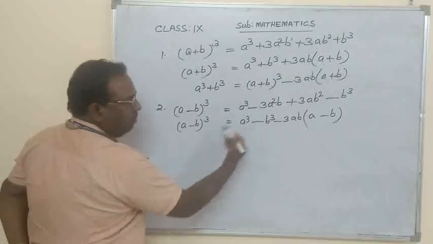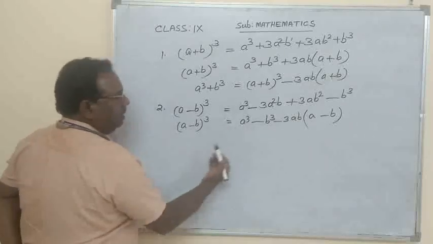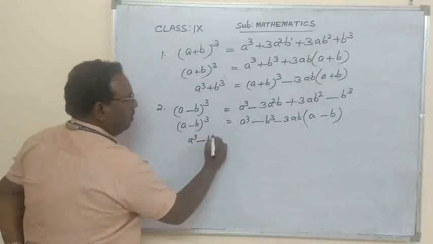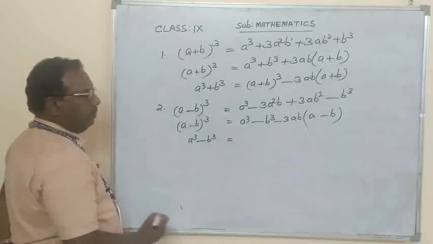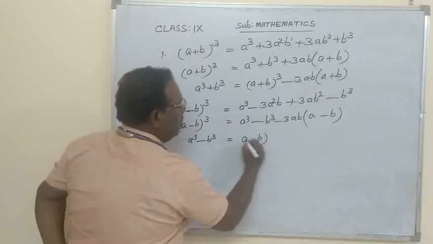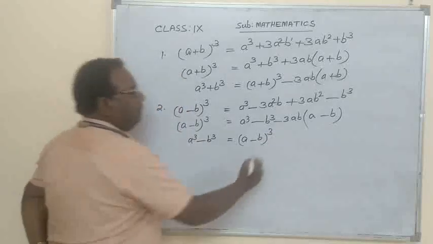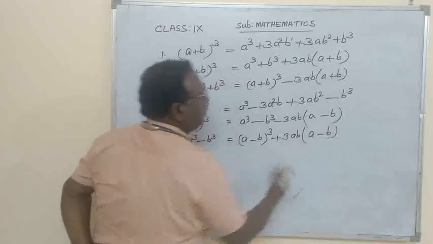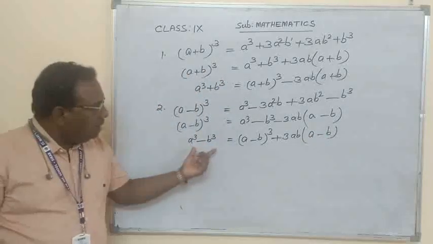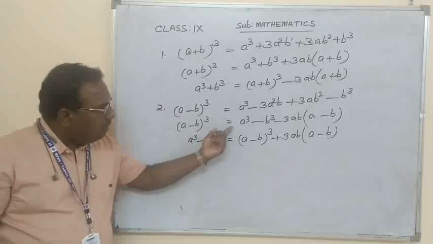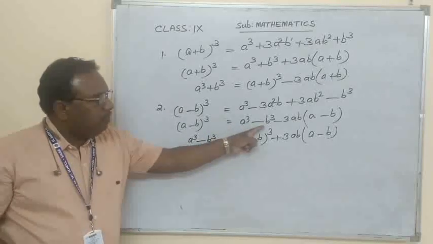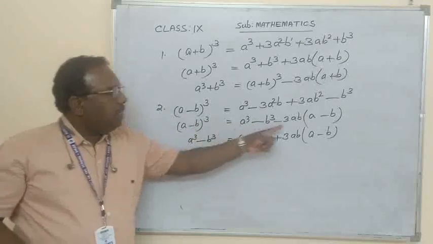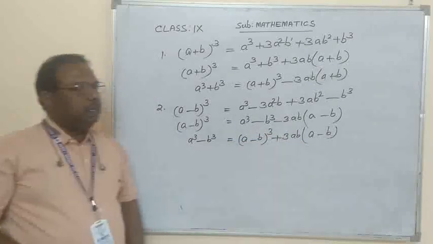Again we can derive one more form from the second line, that is, a cube minus b cube is equal to (a minus b) whole cube plus 3ab into (a minus b). This third form is derived from the second one. a cube minus b cube is equal to (a minus b) whole cube plus 3ab into (a minus b).